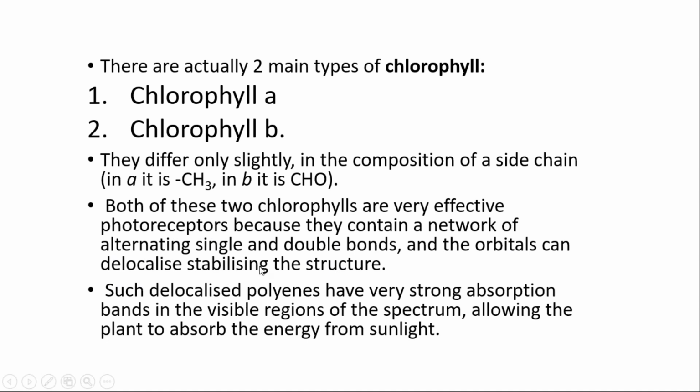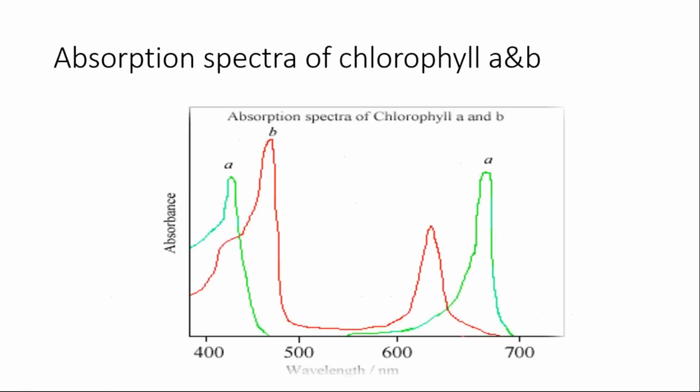Such delocalized polyenes, that is, those which have alternating single and double bonds, have very strong absorption bands in the visible region of the spectrum, allowing the plant to absorb the energy from the sunlight. You will see that most of the plant pigments have these alternating single and double bonds, which give them their particular color. So if you look at the absorption spectra of chlorophyll A and B, you see that A and B complement each other.